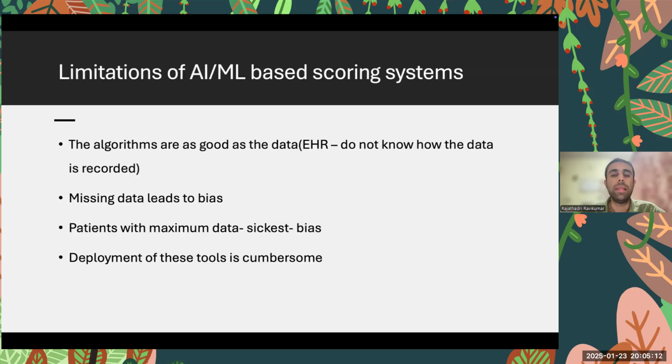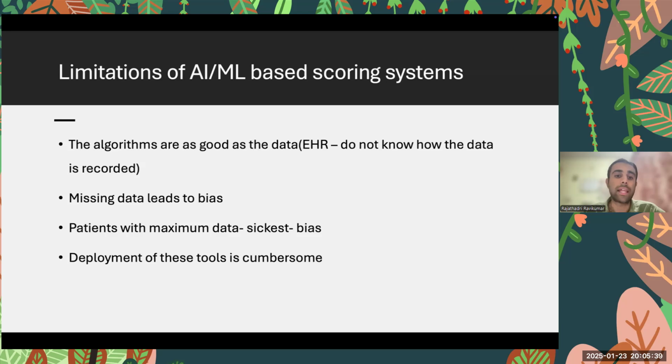So what are the limitations? They are data intensive. Missing data leads to a lot of bias. Data intensive things cannot be done manually by any nursing staff or any clinician at the bedside. So as and when the data is entered into the electronic health record, it is taken by the algorithms, and they give the probability of mortality in such patients.